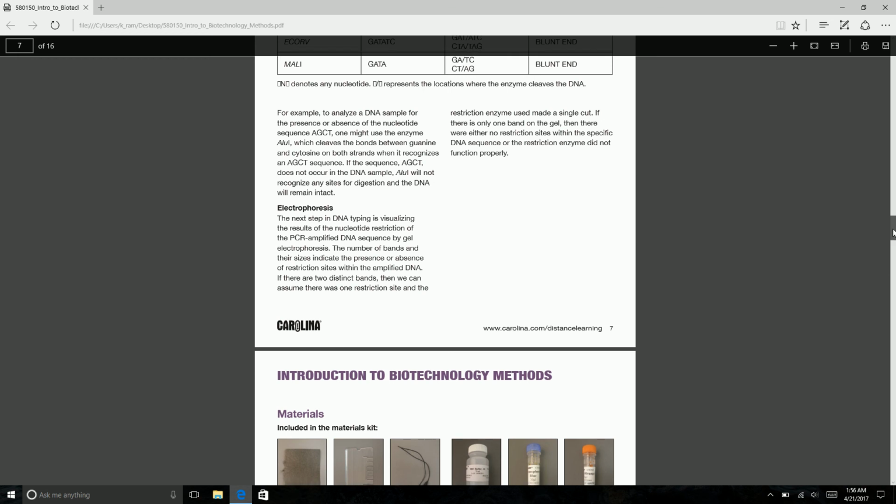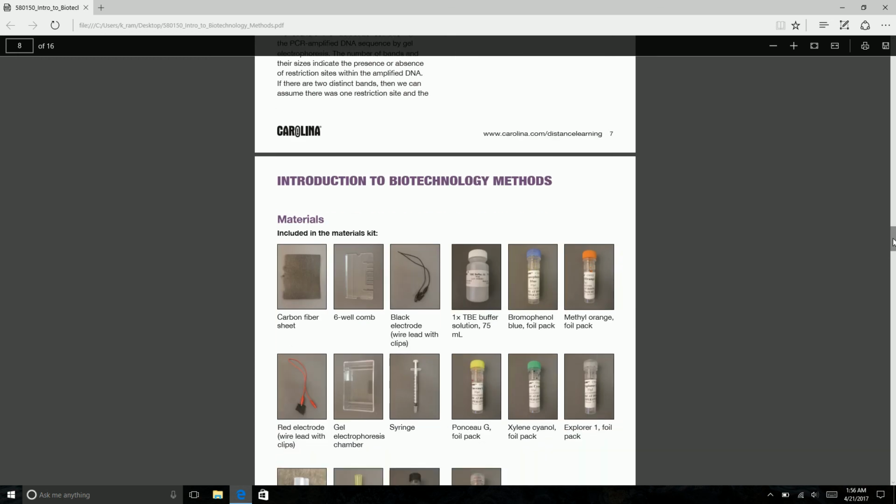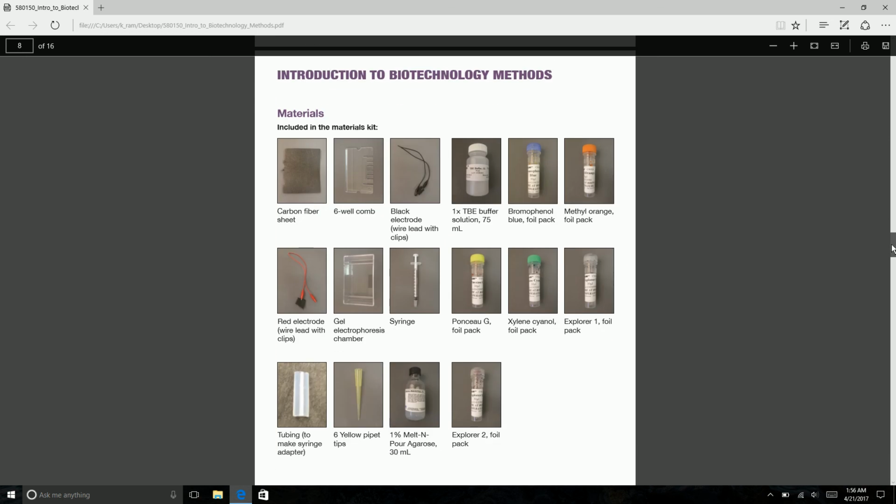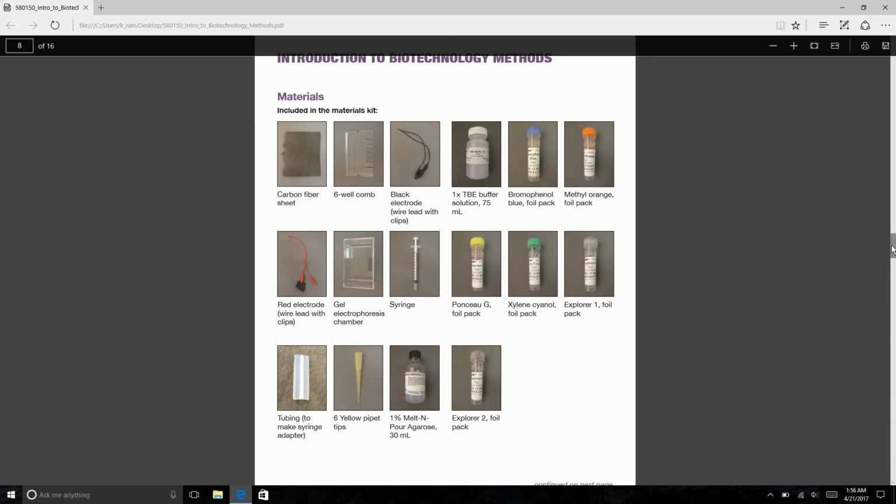So what you are going to do is this electrophoresis, okay. So basically this is the material which is in your kit. You should check if you have everything. So this is a comb, this is a carbon fiber sheet, this is the black electrode, this is red, this is TBE buffer, you will need this buffer. These are all different kinds of dyes.